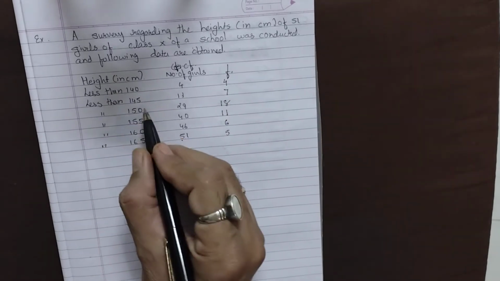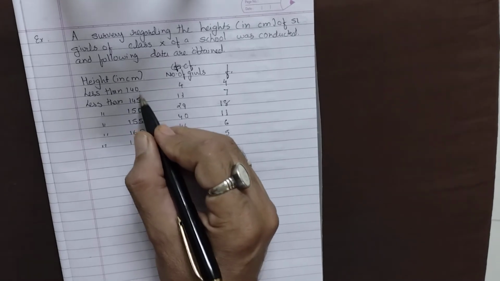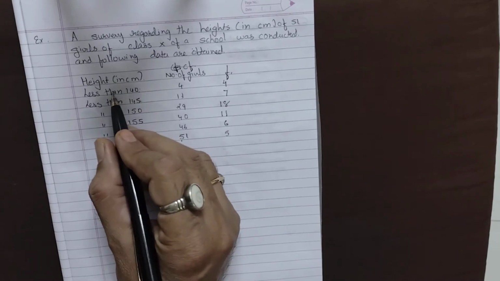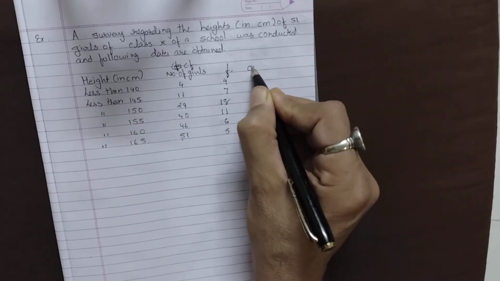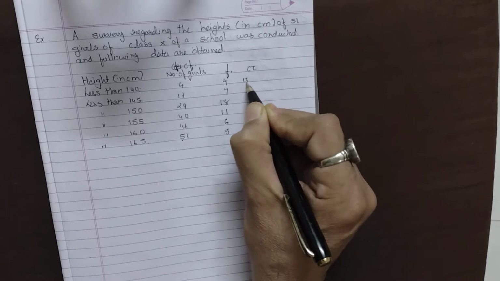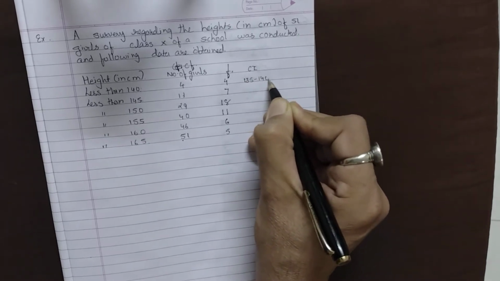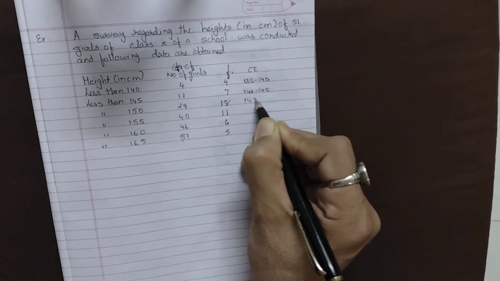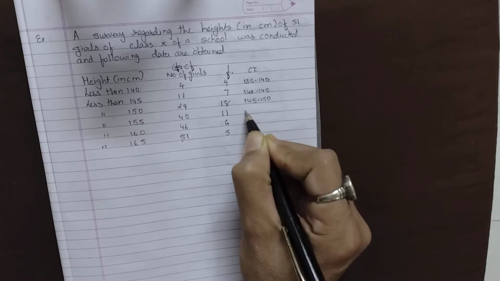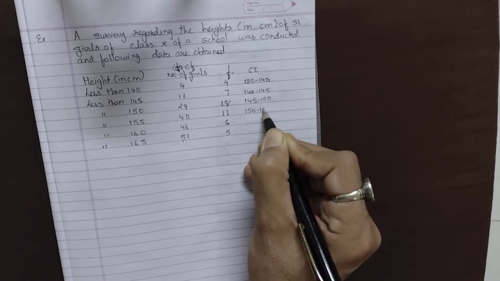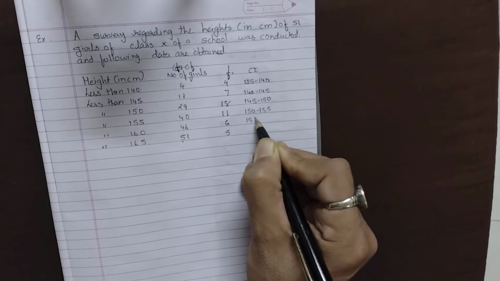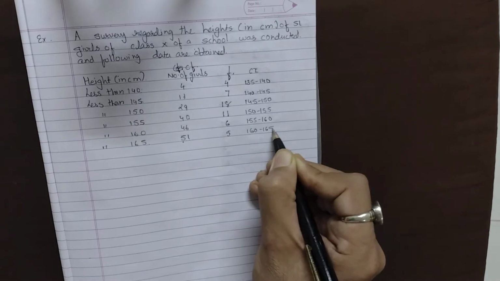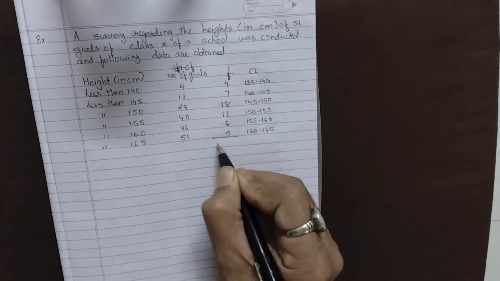Now it is a less than type, and if we look at the class intervals, the difference is 5. So we can confirm it, and starting from the lower limit of the first one, we write down the class intervals: 135 to 140, then 140 to 145, then 145 to 150, then 150 to 155, then 155 to 160, then 160 to 165.